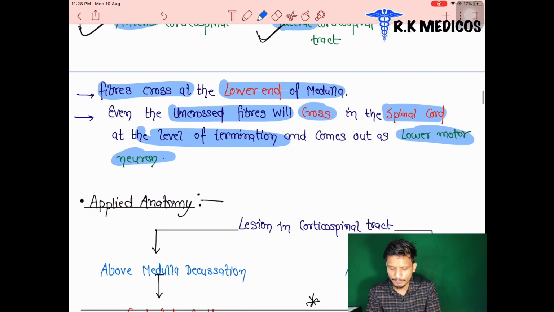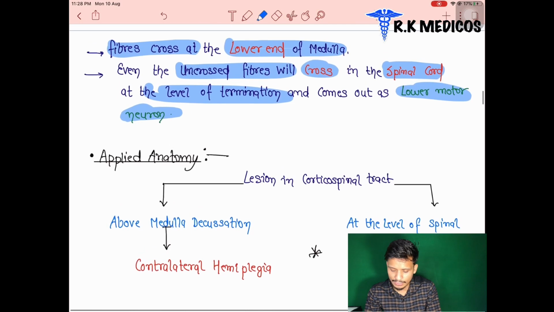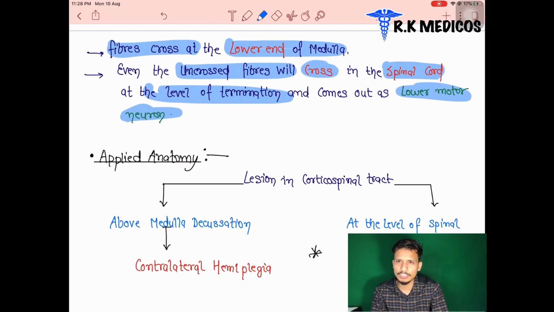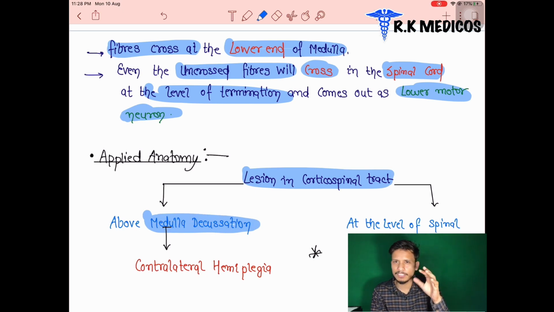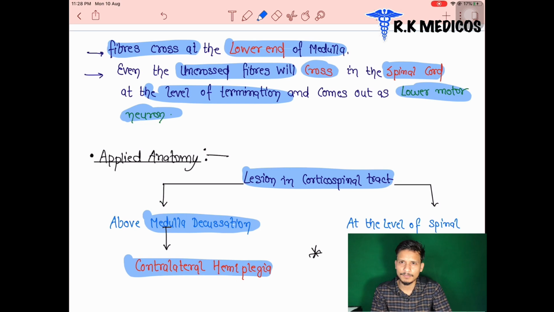So let us see the applied anatomy: what happens if the patient has trauma or a lesion of these tracts. Consider a lesion of the corticospinal or descending tract. If the lesion is above the medulla, where the fibers have not yet decussated, it causes contralateral hemiplegia. It means the contralateral side of the body is not working.